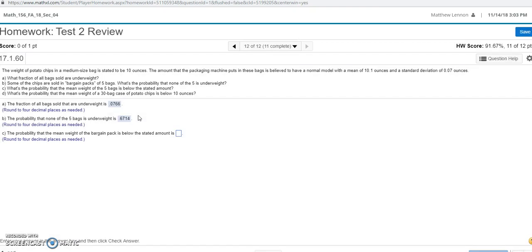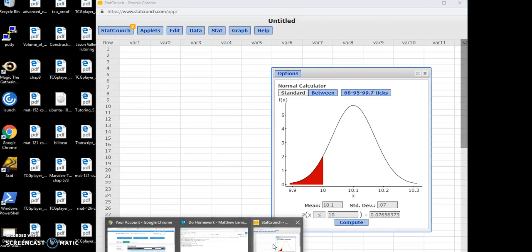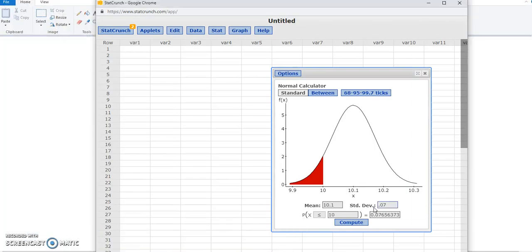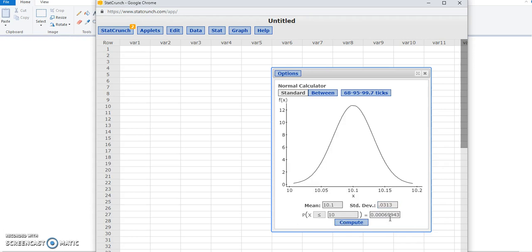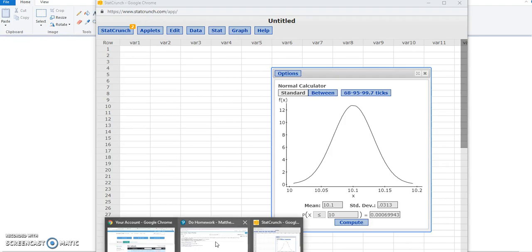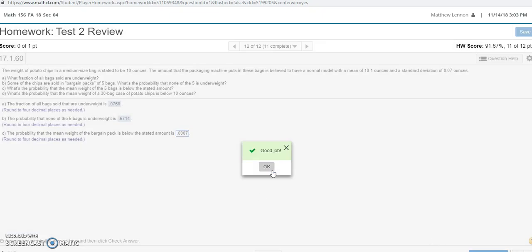So what we did for B was 1 minus the probability from part A, then raised that to the 5th power. For C, now we're trying to find the probability that the mean weight is below the stated amount. So essentially that's what we did here. We found the sampling distribution standard deviation. So we'll go back to StatCrunch and change that standard deviation to 0.0313 and compute the probability that it's less than or equal to 10. So that's 0.0007 if they ask us to round to 4. And that checks out.